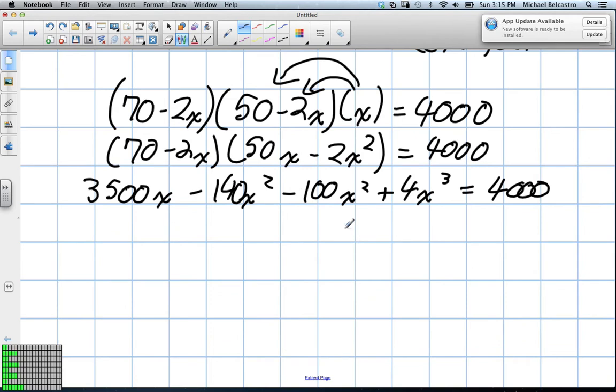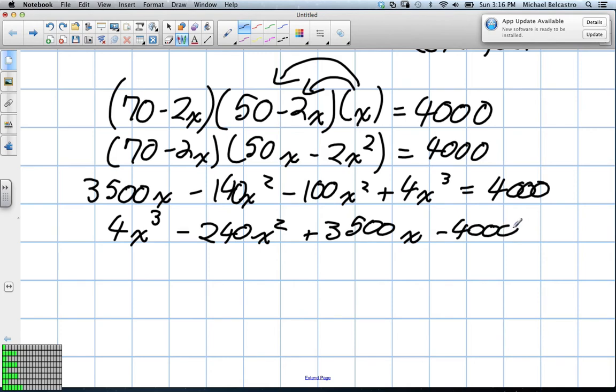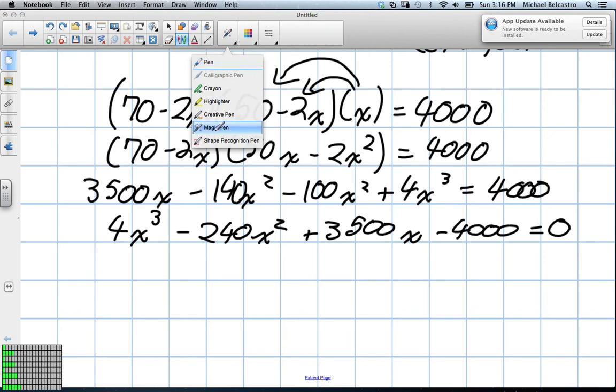4,000. Okay. What we're going to do is collect our like terms and set this equal to 0 so that we can try to factor, or even might have to divide in order to find out what our possible values of x will be. So when we collect our like terms, and we'll put this polynomial kind of in order, this becomes 4x cubed. This will become minus 240x squared and plus 3,500x. Right? And then I'll bring the 4,000 over, so subtract 4,000 is equal to 0. Okay, so now what we have is a rather long polynomial.